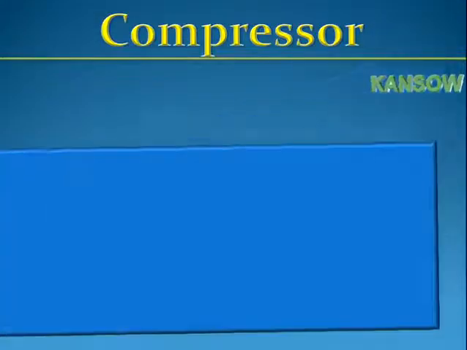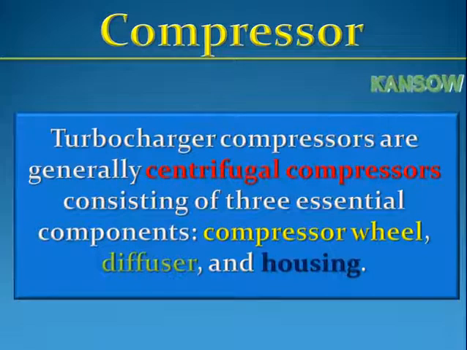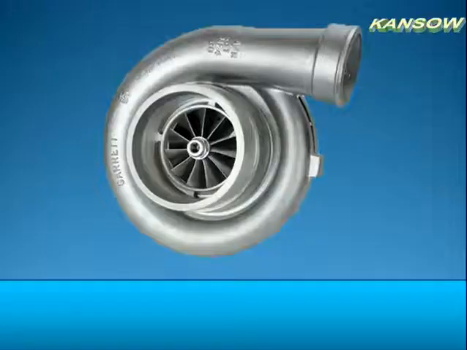Compressor. Turbocharger compressors are generally centrifugal compressors consisting of three essential components: compressor wheel, diffuser, and housing.